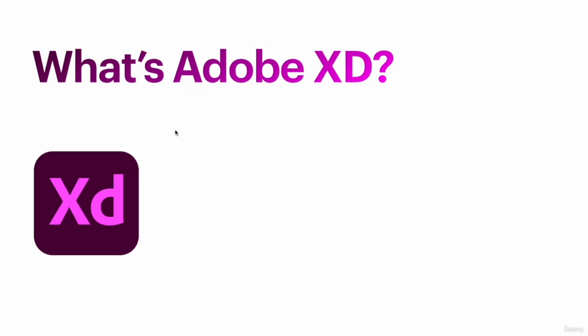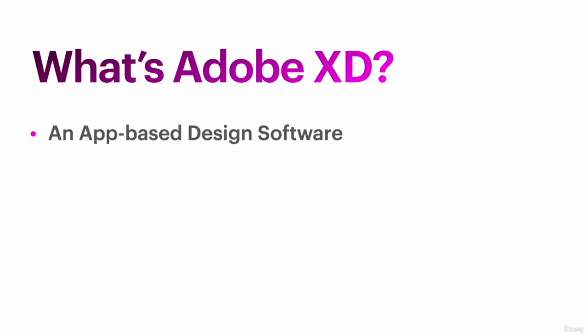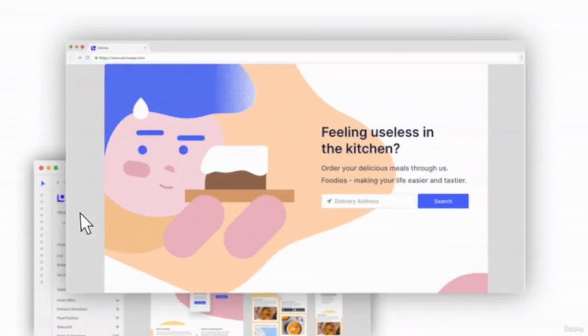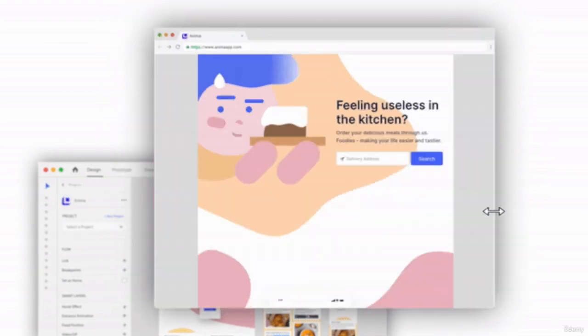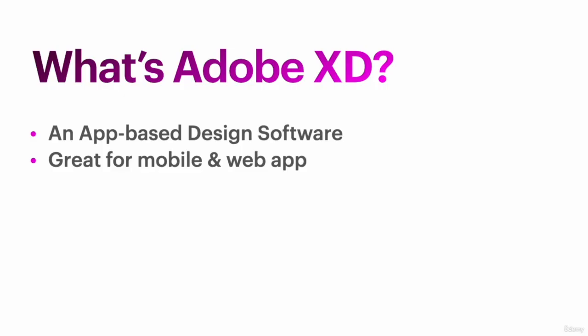We're almost ready to jump in and explore Adobe XD, but before we do that, we want to quickly go through what Adobe XD even is so that we have an idea of what we're going to be expecting in the future lectures. So what's Adobe XD? Adobe XD is an app-based design software that essentially allows you to design mobile and web apps in an easy-to-use environment built specifically for designing mobile and web apps.